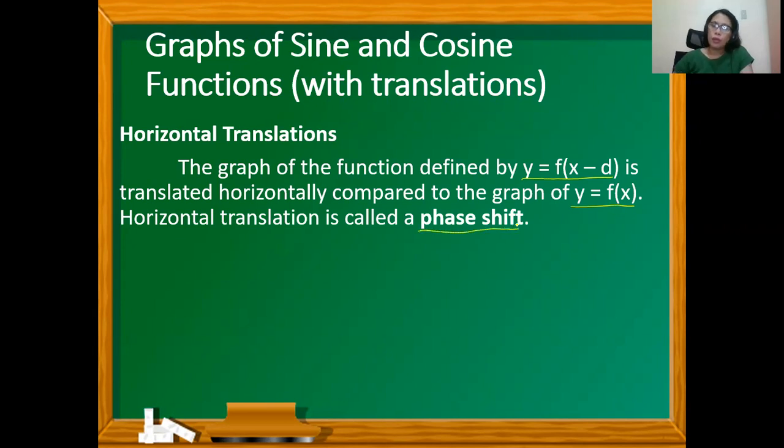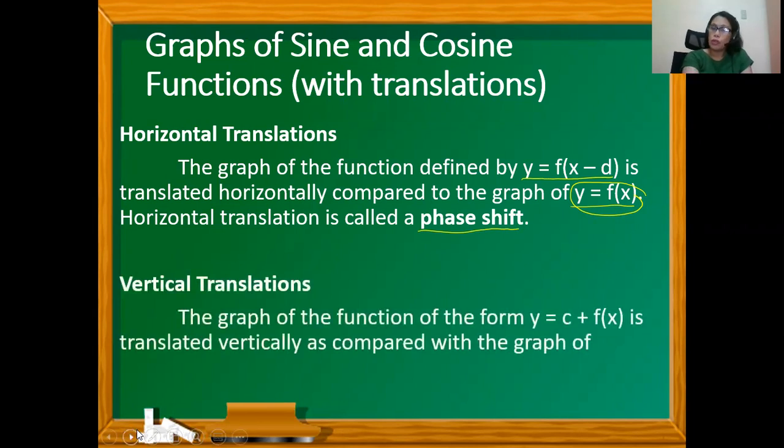Now, the graph of y equals f of x is translated horizontally by d units going to the right if d is less than 0. On the other hand, it is translated going to the left if d is greater than 0. So meaning, if it's a horizontal translation, the graph moves horizontally either going to the left or to the right from its original location. And then the other one is vertical translations.